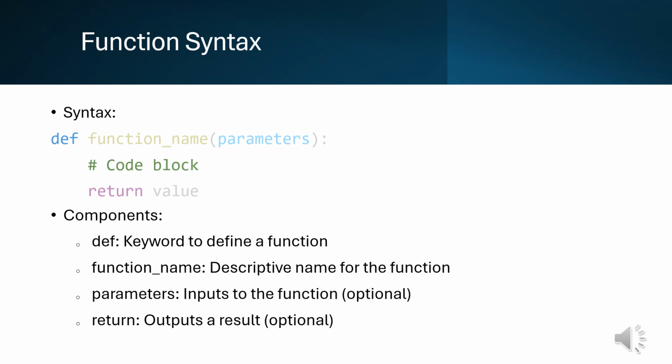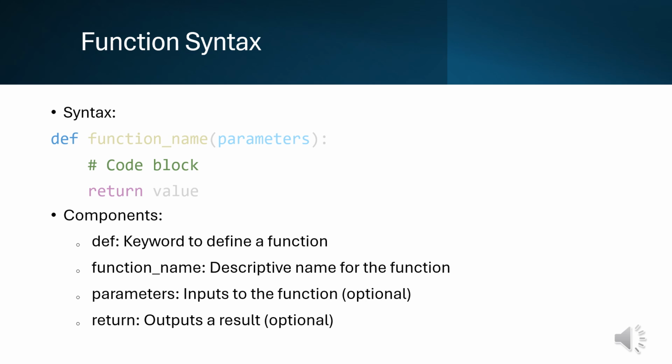def function_name(parameters): code block, return value. Here's what each part means. def: this keyword tells Python you're defining a function. Function name: use a descriptive name that reflects what the function does. Parameters: inputs that customize the function's behavior, optional. Return: outputs a result back to the caller, optional.